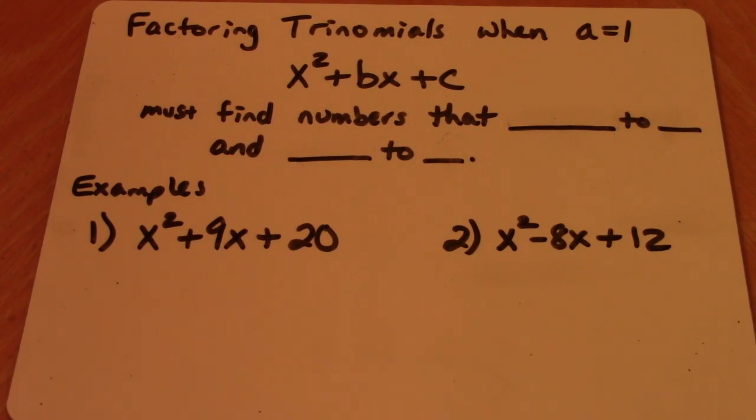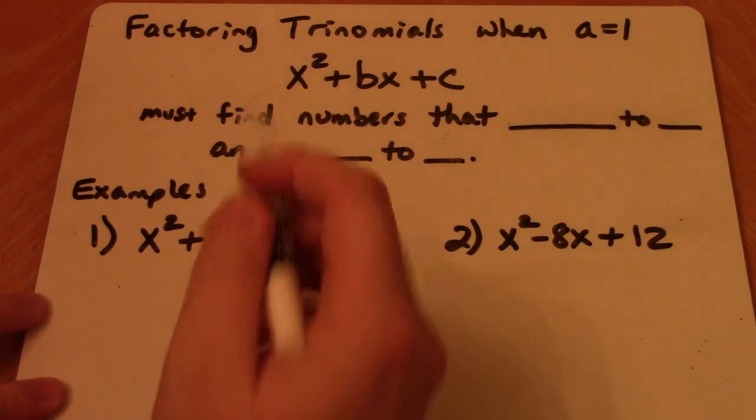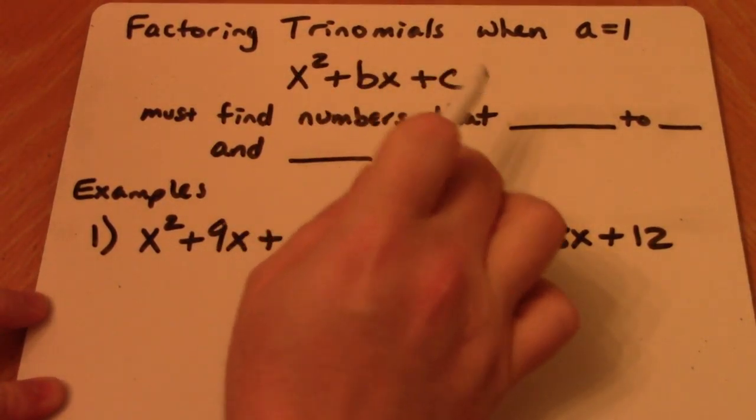Ladies and gentlemen, this is our third example video, fourth in our factoring review. This particular video is going to cover how to factor a trinomial when the lead coefficient, or a value, is 1. In other words, this would be any trinomial of the form x squared plus bx plus c.